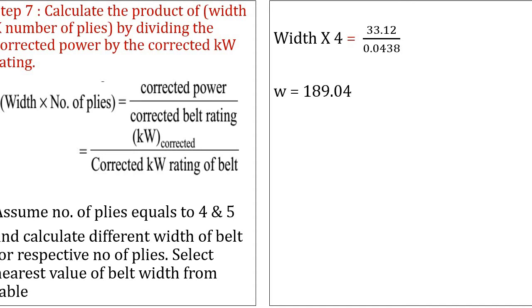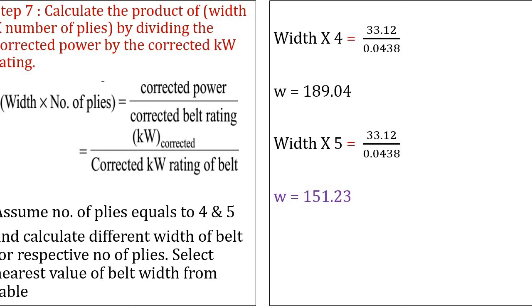Generally we assume number of plies equal to 4, 5 and 6 and calculate the different width of a belt for the respective number of plies. So here for our problem, assuming number of plies equal to 4, width into 4 equals 33.12 corrected power divided by 0.0438 kilowatt corrected belt rating. So finally here we get width equal to 189.04 mm.